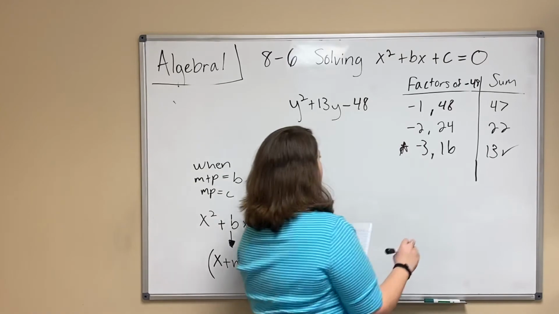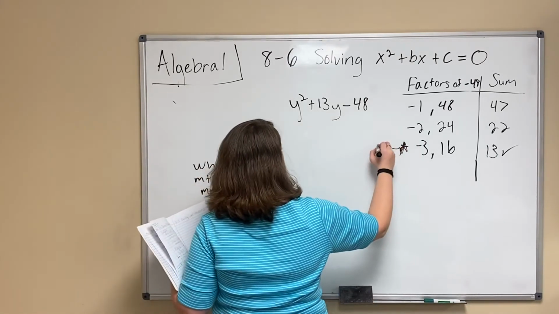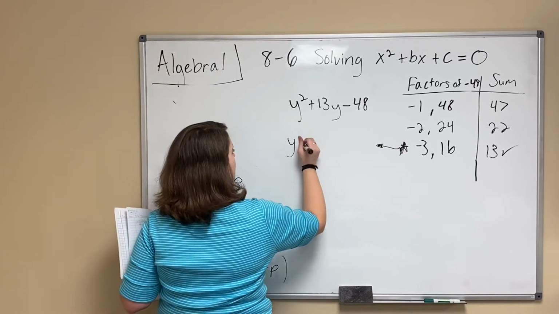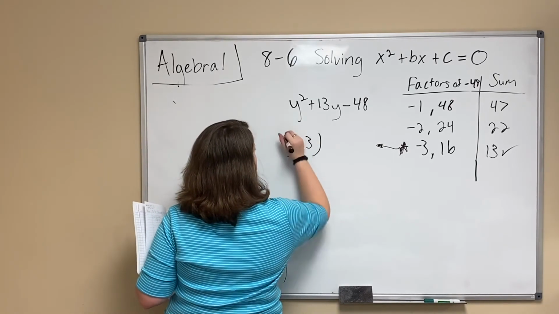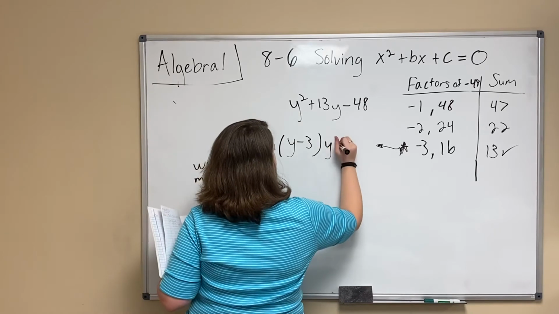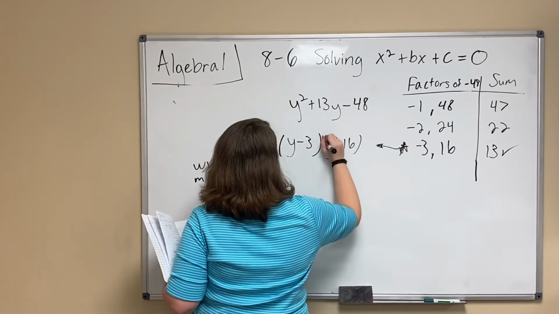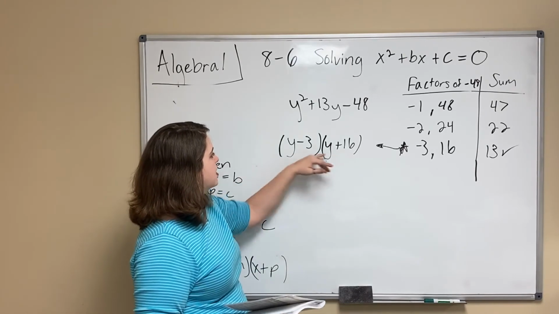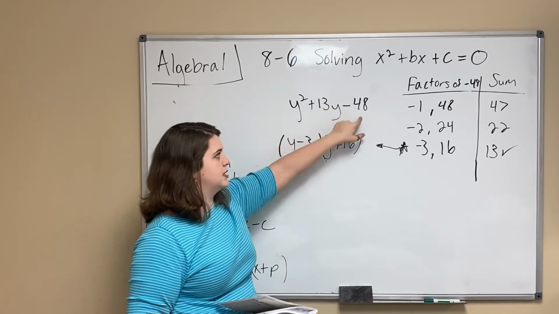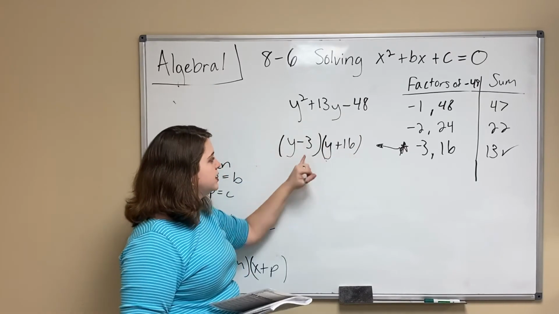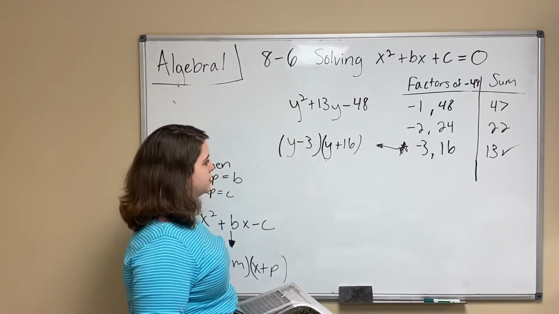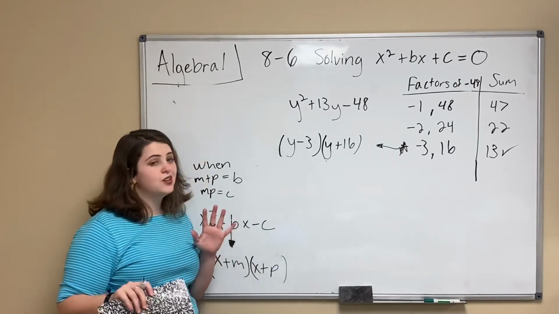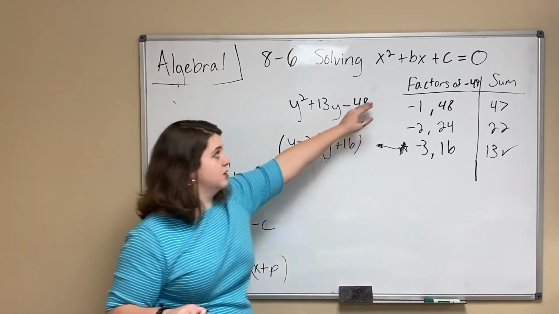So we're going to take that one and we're going to plug it in to our parentheses. So we're going to go y minus 3 times y plus 16. Because 16 times -3 is -48. 16 plus -3 is 13. All right, so this is how you factor them when it's an equation like this.